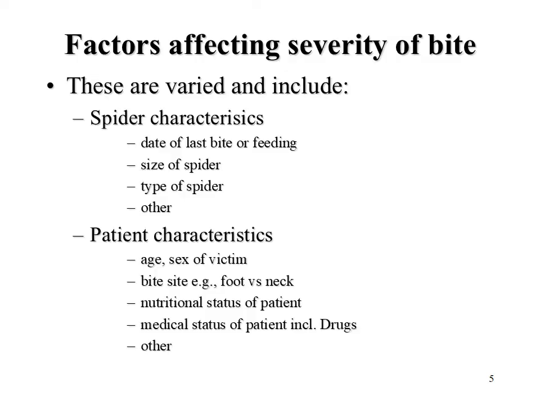With regards to severity, from your introduction to toxicology and principles of toxicology, I think these things would make sense. I will not dwell much, but we've got spider characteristics, and we've also got patient characteristics, which would ultimately affect how severe a bite from a spider will be. These are more or less the same type of characteristics that we mentioned when we were talking about snakes, as well as scorpion bite in Zimbabwe.